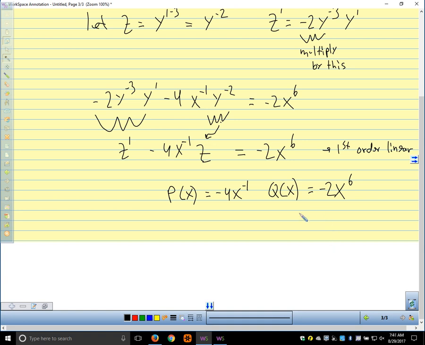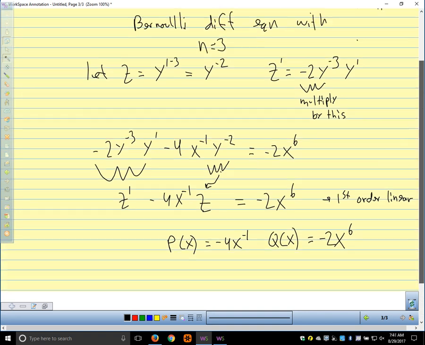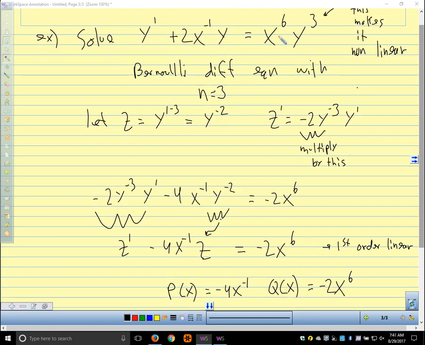All right, so now we can find our integrating factor. Where do you get the negative 2x to the 6th? Because I multiplied this quantity by minus 2y to the minus 3. So we multiply the entire equation by that quantity.